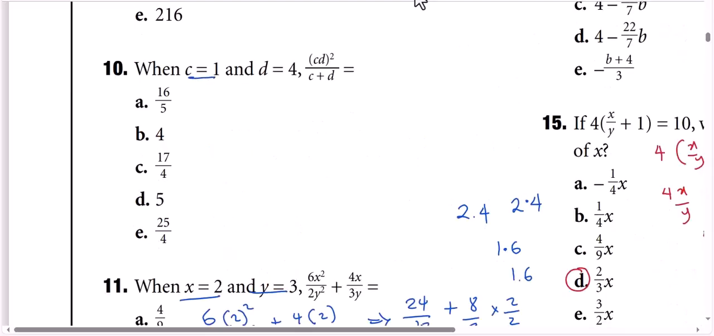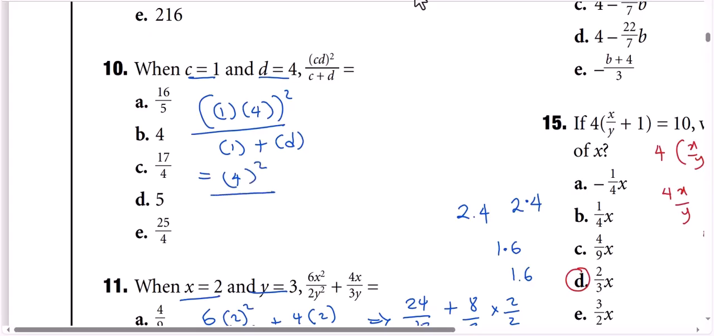C is 1 and D is equal to 4. So let's see. C is 1 from here and D is 4, and all squared all over C is 1 plus D is 4. So I just substituted from here. We know that 1 times 4 is 4, all squared, all over 1 plus 4 is 5, so 4 squared is 16, 16 over 5. That's option A.